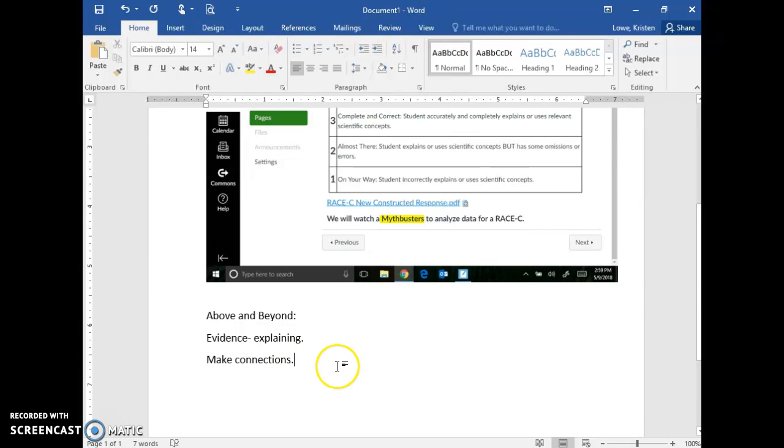We're not going to tell you that the evidence will be easy. It might be kind of difficult to find evidence on these analysis questions that we're going to do on the ECA. But just be sure that you are explaining your evidence and trying to make connections so that way we can give you that above and beyond score.